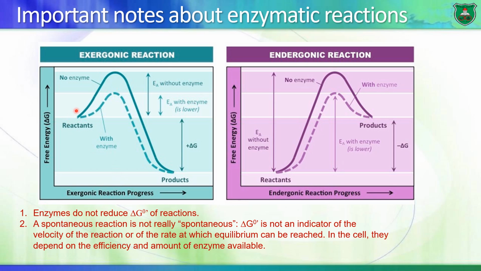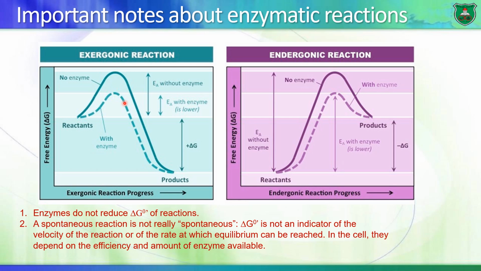So notice that reactants have the same total amount of G within their bonds. Same thing with products. So this is the uncatalyzed reaction without any enzyme, and this is the catalyzed reaction in the presence of enzyme. So notice that the G's of reactants and products do not change. Whether we're talking about an exergonic reaction or an endergonic reaction, same thing. What enzymes do is that they reduce the activation energy, the energy that is needed to push the reaction forward.